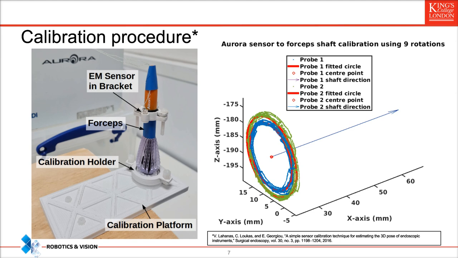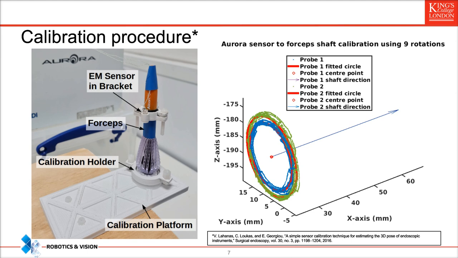First, instead of using a single sensor measurement to calculate the calibration parameters, the median of the parameters calculated from all the closest points to the fitted circle within 0.1 millimeters of it was used. Second, the forceps was rotated 9 times instead of just a single time. This improved the consistency of the calibration parameters.